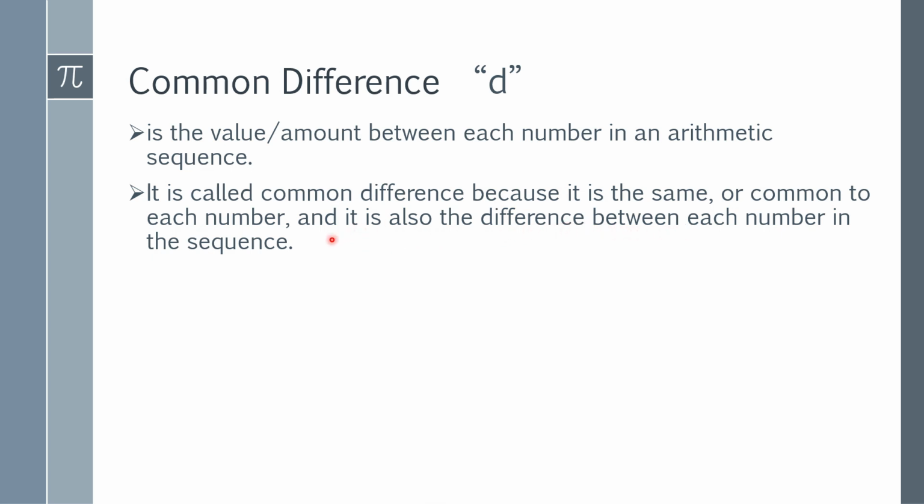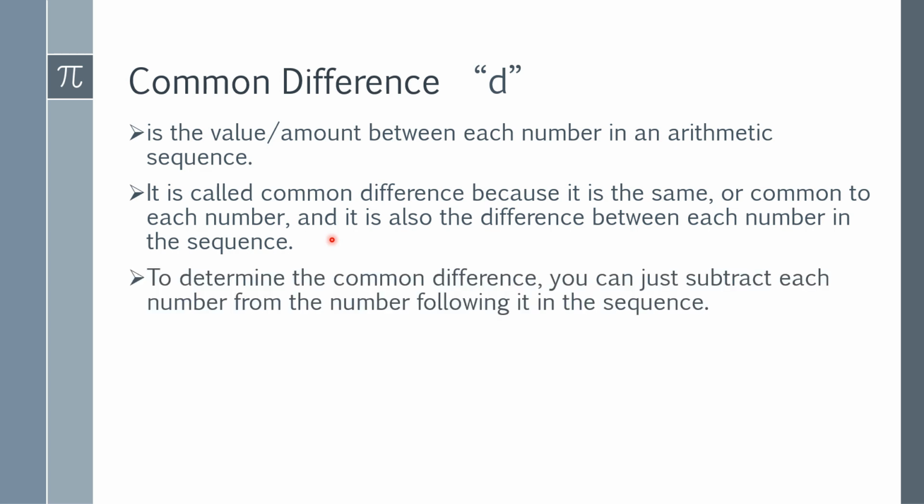How are we going to find the common difference? To determine the common difference, you can just subtract each number from the number following it in the sequence. Now let's try this example. 1, 4, 7, 10, 13. Let us find the common difference. So we will start with 4 minus 1, and that is 3. And 3 is our difference.